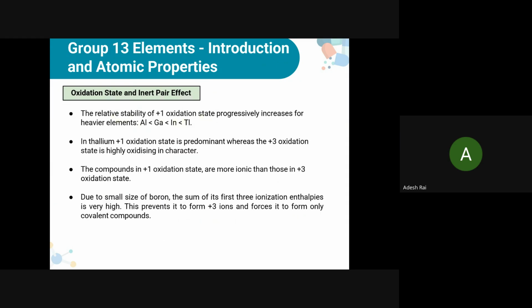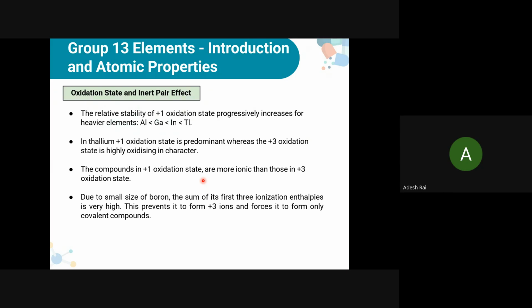Moving on. Now, the relative stability of the +1 oxidation state progressively increases for heavier elements. So, what do we mean by this? If we move down the group, the lower oxidation state will become more dominant. Therefore, it is most dominant for thallium compared to indium, gallium, and aluminum. In thallium, the +1 oxidation state is predominant, whereas the +3 oxidation state is highly oxidizing in character. Obviously, if the positive charge is more, they can take electrons, and if they take electrons, they are reducing themselves and oxidizing others. Is that clear? Hence, we say that higher oxidation state will result in high oxidizing character.